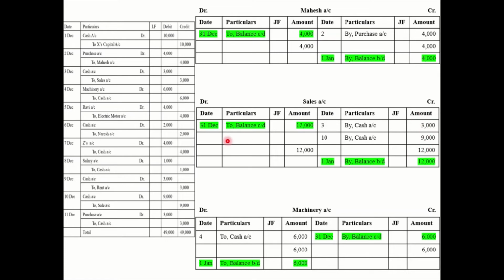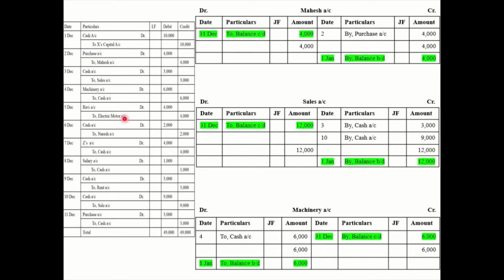Okay, to balance the debit side, we need to add a balancing amount. That we call a credit balance, because the credit side is higher than the debit side. 31st December to balance carry down rupees 12,000. Now both the sides are equal, 12,000, 12,000. This is the closing balance of sales account on 31st December. That will be the opening balance for the next month. Okay, that we have to record on the opposite side. 1st January by balance brought down 12,000.